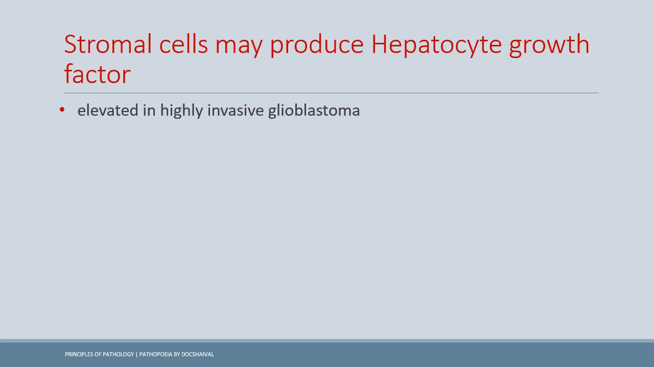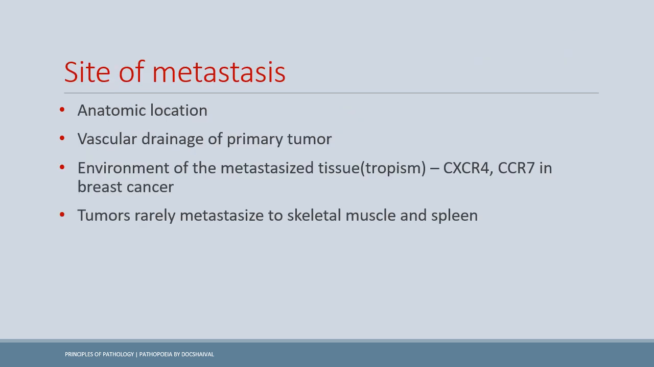Now, as I've mentioned earlier, stromal cells may also be involved in promoting invasion and metastasis. One example to be aware of is hepatocyte growth factor, which is elevated in the case of highly invasive glioblastoma. Now, what determines the site of metastasis?